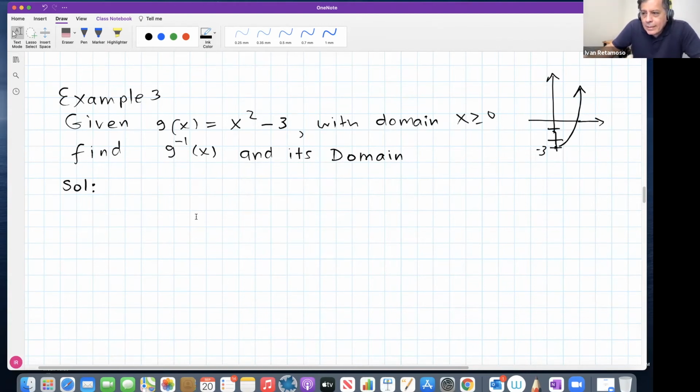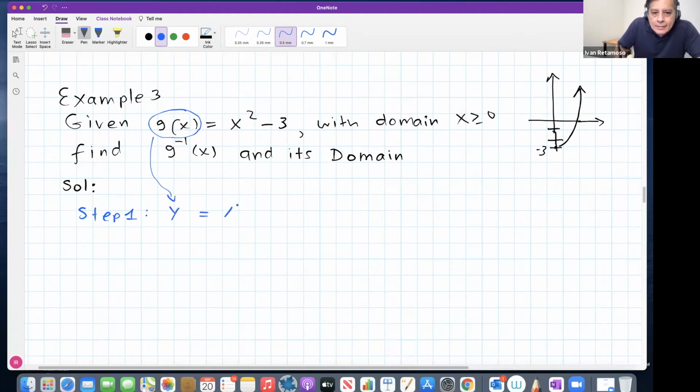And we follow the 4 steps. Step one says, change this guy, the g of x, for a y. And then this stays the same, x squared minus 3. Step one. Step two says, switch x and y. Where you see y, you write instead x. Where you see x, you write instead y. So this is what you get when you switch the variables.